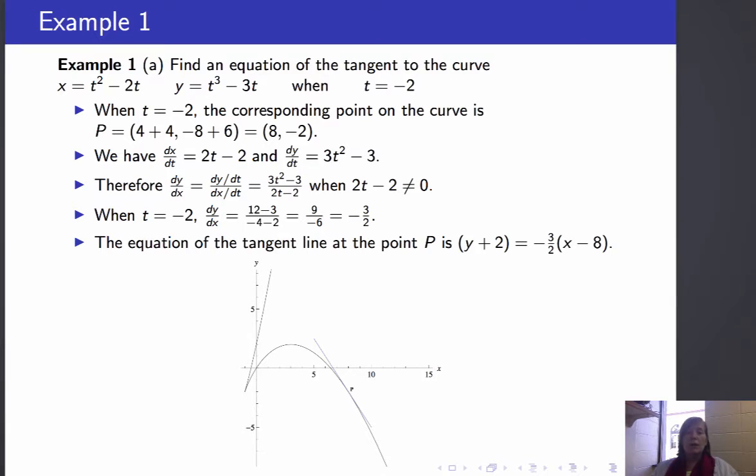And here we see a picture. When t is minus 2, the corresponding point on the graph is here, and the slope of this tangent line running through that point is minus 3 over 2. So it's sloping downwards, and its equation is y plus 2 equals minus 3 over 2 times (x minus 8).